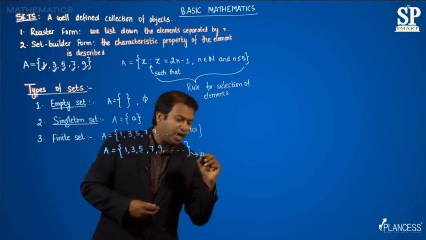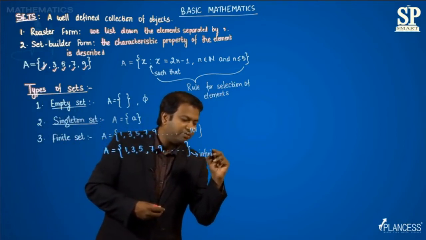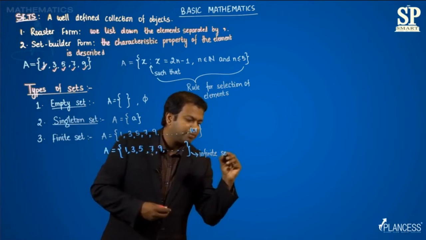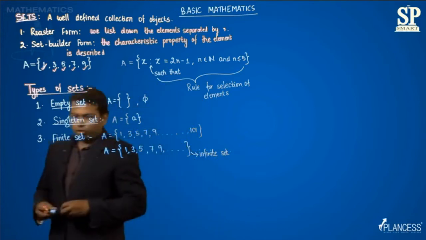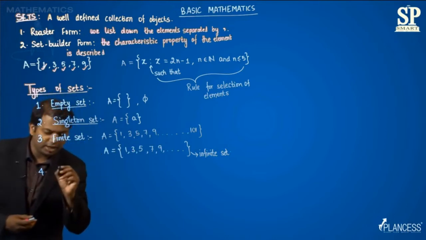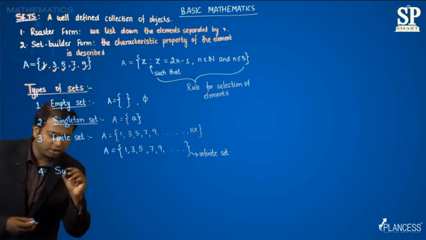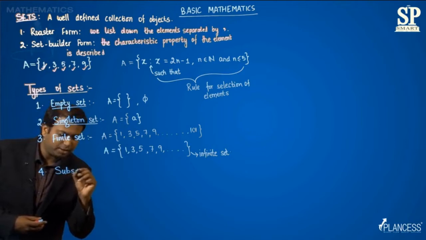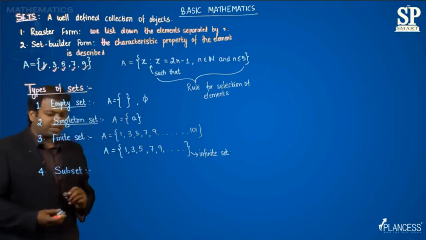So you can understand the difference between a finite and an infinite set. So let us now understand the fourth set. The fourth set is known as a subset. So what is basically a subset?